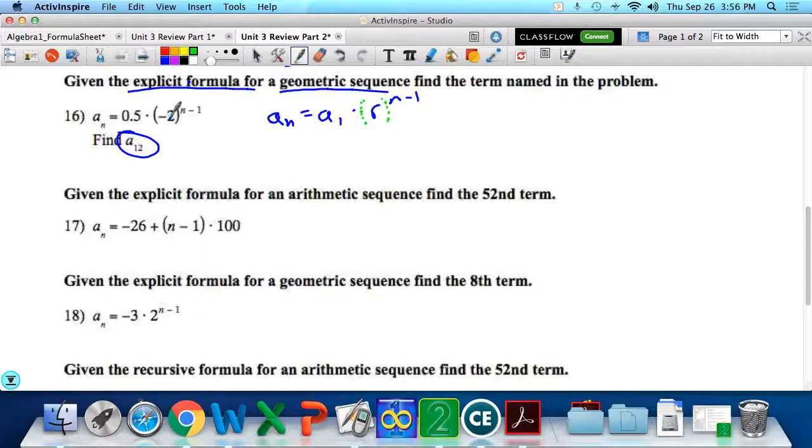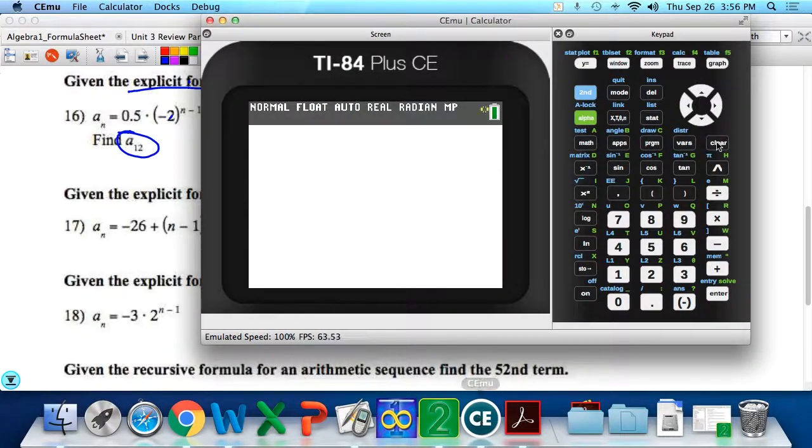Okay? There's my explicit formula, which means I need to take my number 12 and plug it in for the n's. So I have a sub 12 equals a sub 1, which is 0.5, times my common ratio, -2, and then I have n minus 1, which is 12 minus 1. Just helps to see it in your own handwriting sometimes. That way you know what all the pieces are. That is a plug and chug problem.